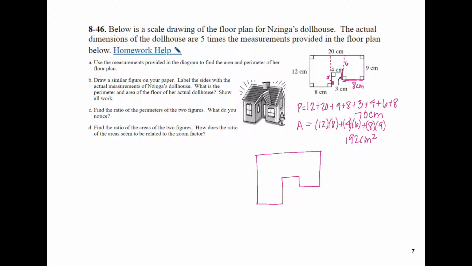So if we multiply all of these measurements times 5, we would get 60. 20 times 5 is 100. 9 times 5 is 45. 8 times 5 is 40. 3 times 5 is 15. 4 times 5 is 20. 6 times 5 is 30. And 8 times 5 is 40. So we would get a perimeter when we add up all of our sides of 350 centimeters.